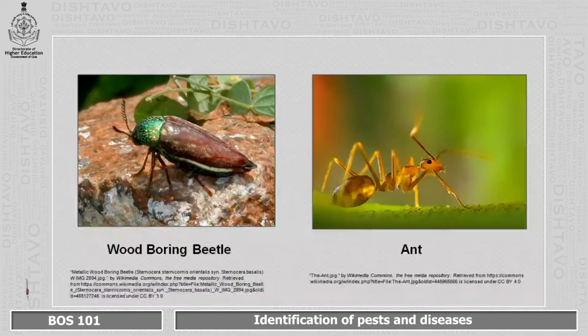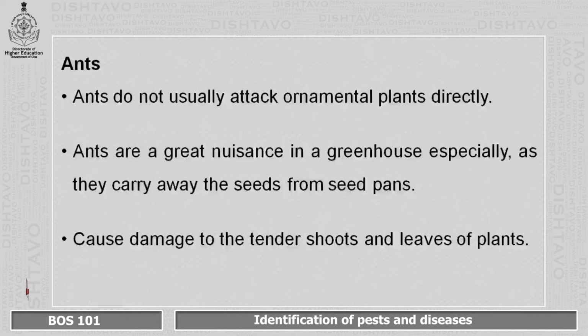In the second image, we can see an ant, which is also a pest. Ants actually do not usually attack ornamental plants directly. Ants are a great nuisance in a greenhouse, especially as they carry away the seeds from seed pans. They cause damage to the tender shoots and leaves of plants.